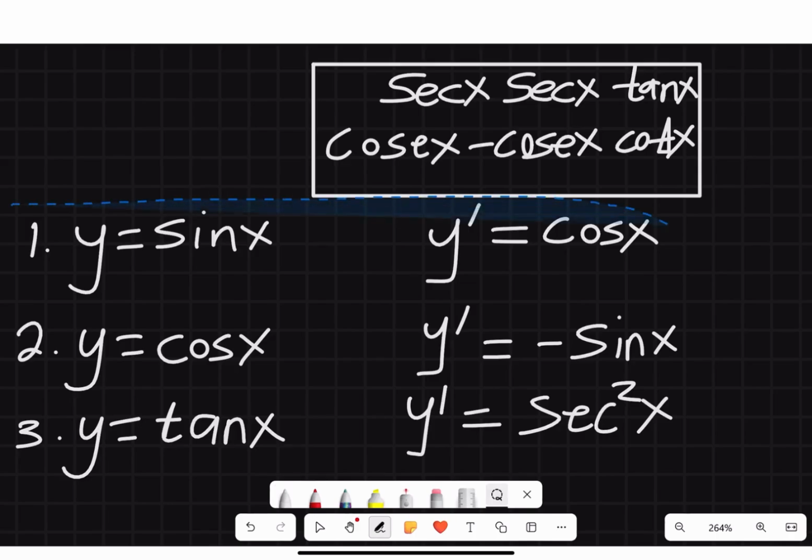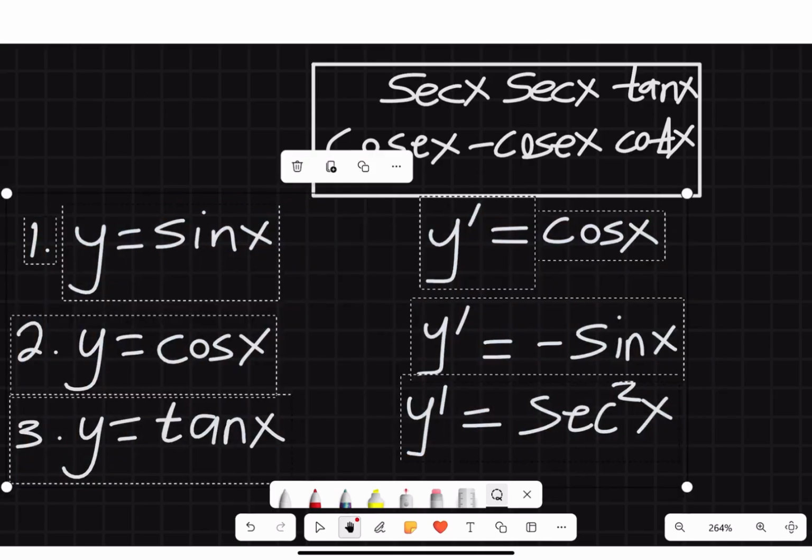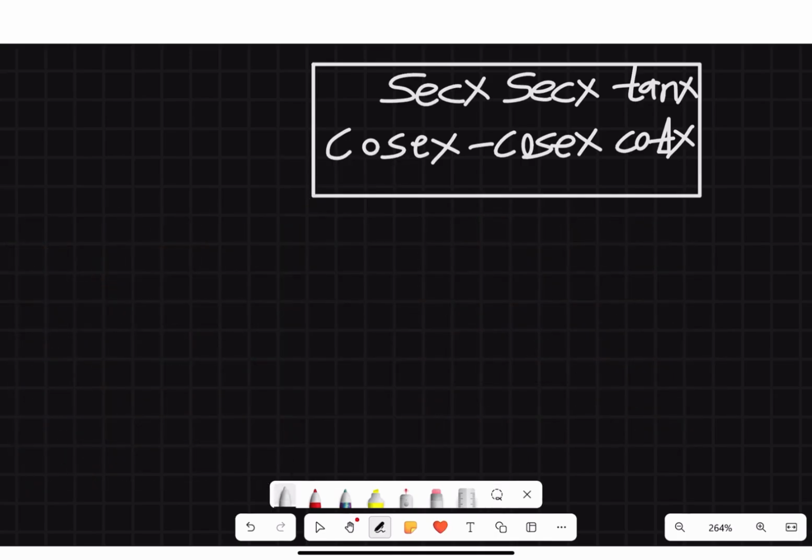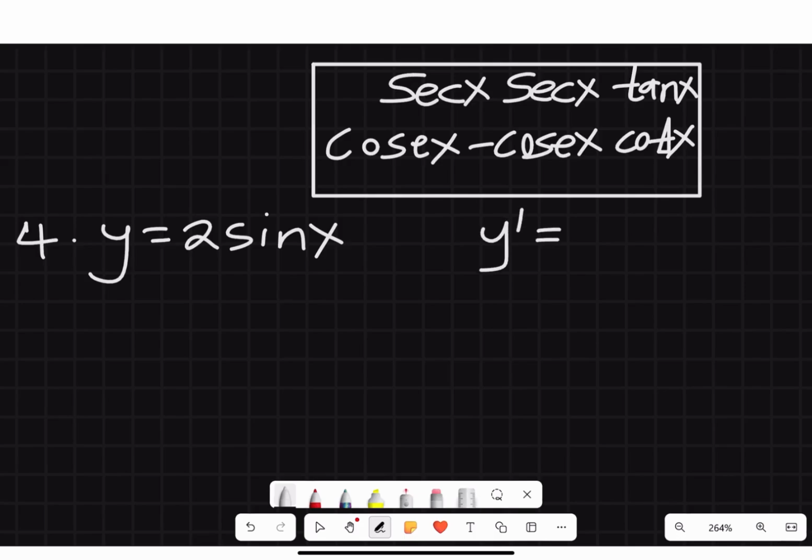All right. I hope you're following, ladies and gentlemen. We're going to now dive into number 4. On number 4, we are given y equals 2 sine x. This is also simple. So the y prime will be, remember, when you are differentiating, a constant will just remain, right? So I'll just still keep the 2 there and then do the derivative of sine x. As we said earlier, the derivative of sine x is cos x.